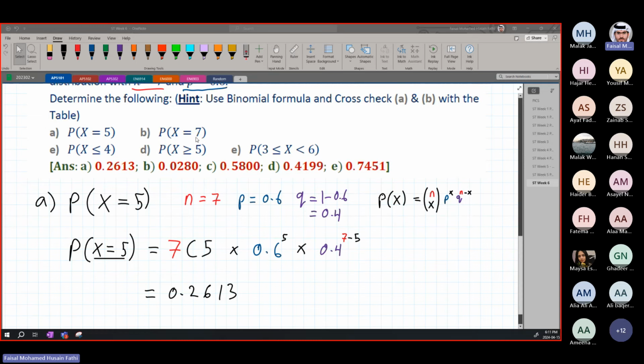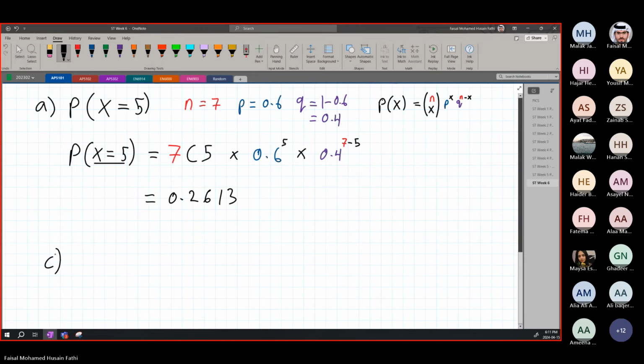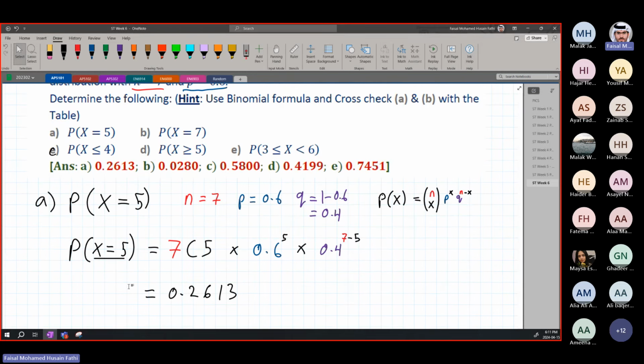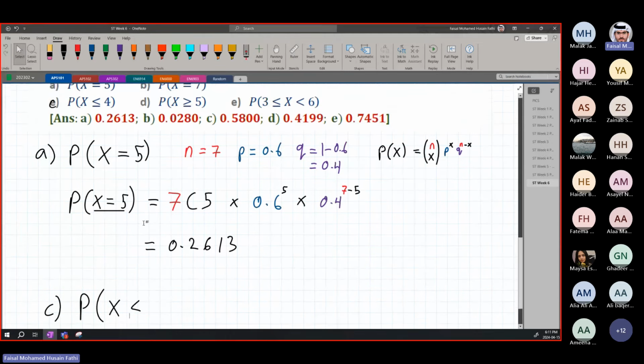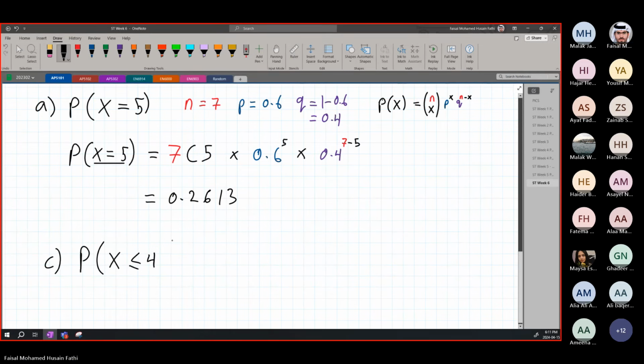So for part B, it's going to be the exact same thing for x is equal to 7. But let's look at part C. It says E here, but this is part C. Let's look at part C. All right, which is this, part C. It says P of x less than 4, or less than or equal to 4.